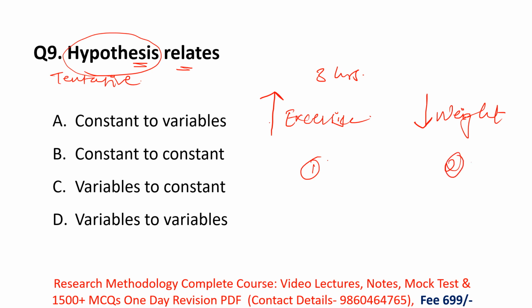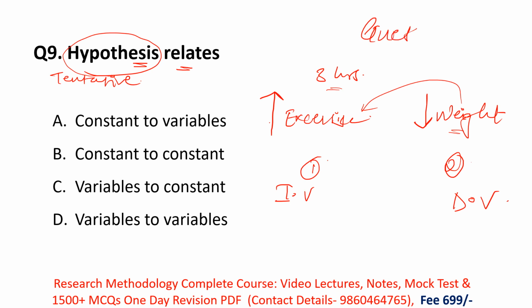According to research methodology, if we relate two variables, one variable should be independent and the other dependent. So here exercise hours is the independent variable and weight is the dependent variable, because weight depends on exercise. How many hours you are doing exercise, that matters. If I am doing exercise daily 3 hours, then my weight automatically decreases. So what is happening here between variables? Hypothesis relates the variables. So it is my guessing.